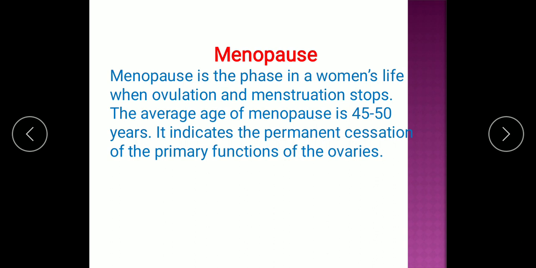Next, menopause. Menopause is the phase in a woman's life when ovulation and menstruation stop. The average age of menopause is 45 to 50 years. It indicates the permanent cessation of the primary functions of the ovary. The primary function of the ovary is the formation of ovum, so menopause indicates the functionless state of the ovary.